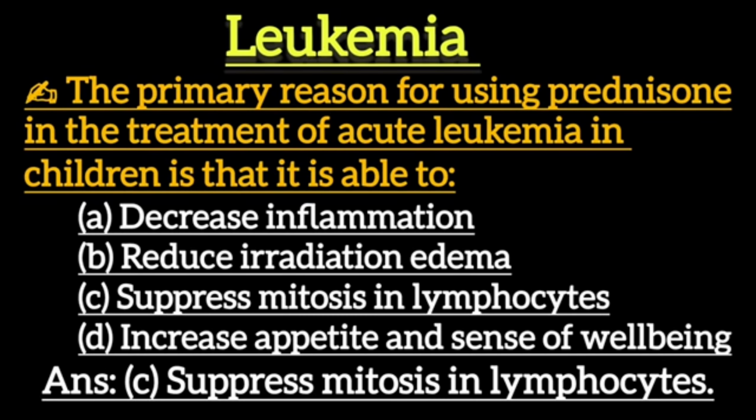Next one is, the primary reason for using prednisone in the treatment of acute leukemia in children is that it is able to option A, decrease inflammation. Option B, reduce irritation edema. Option C, suppress mitosis in lymphocytes. Option D, increase appetite and sense of well-being. Correct answer is option C, suppress mitosis in lymphocytes.